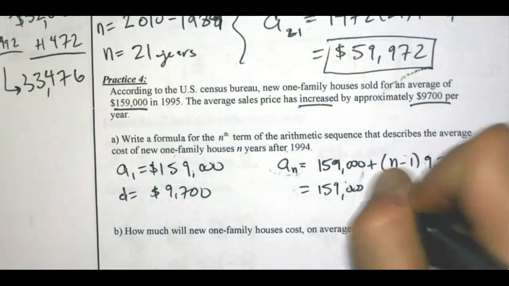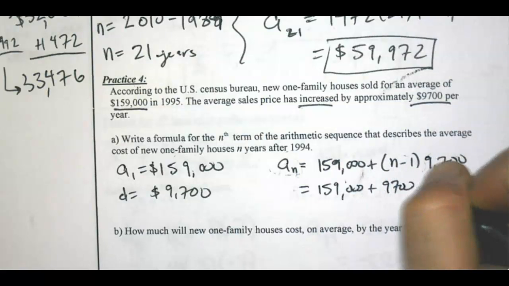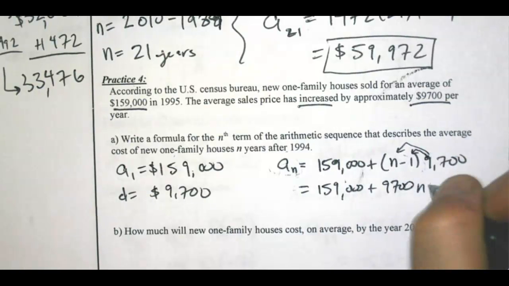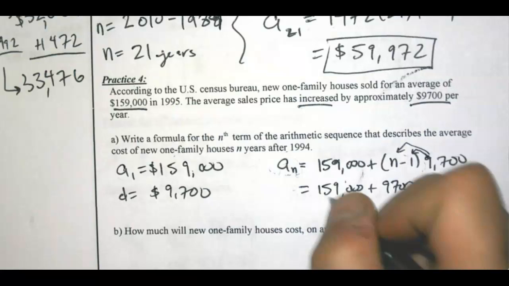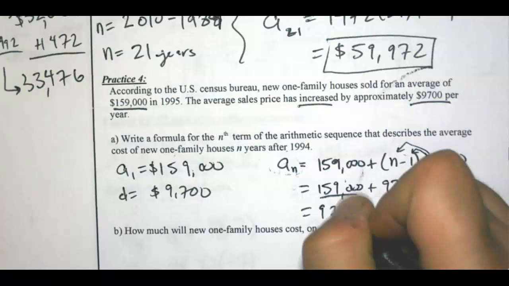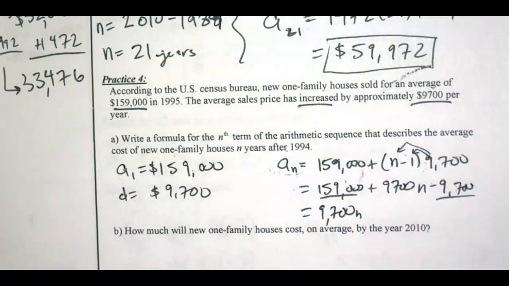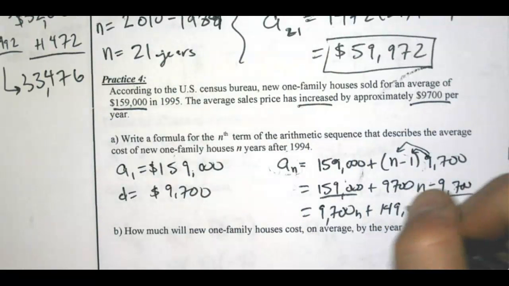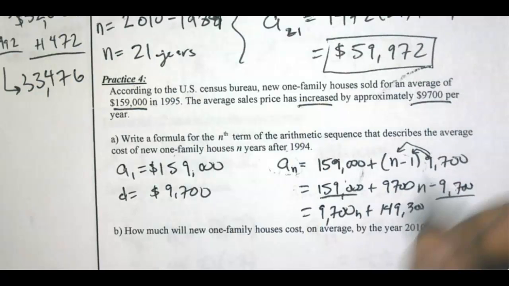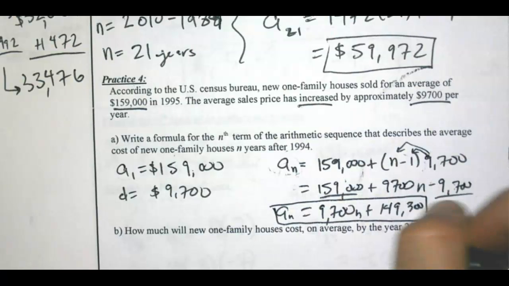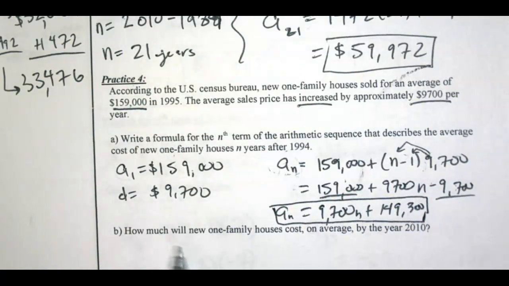without knowing what n is, you can still simplify this. You get 9,700 times n is 9,700n. 9,700 times negative 1 is minus 9,700. And again, like the last one, if you combine like terms, you get, well, let's bring the 9,700n down, and if you use a calculator or do it by hand, $149,300 would be your simplified formula. All we do is plug in the numbers we know and simplify the formula, and we can use that to figure out how much a home will cost in any given year, like 2010.